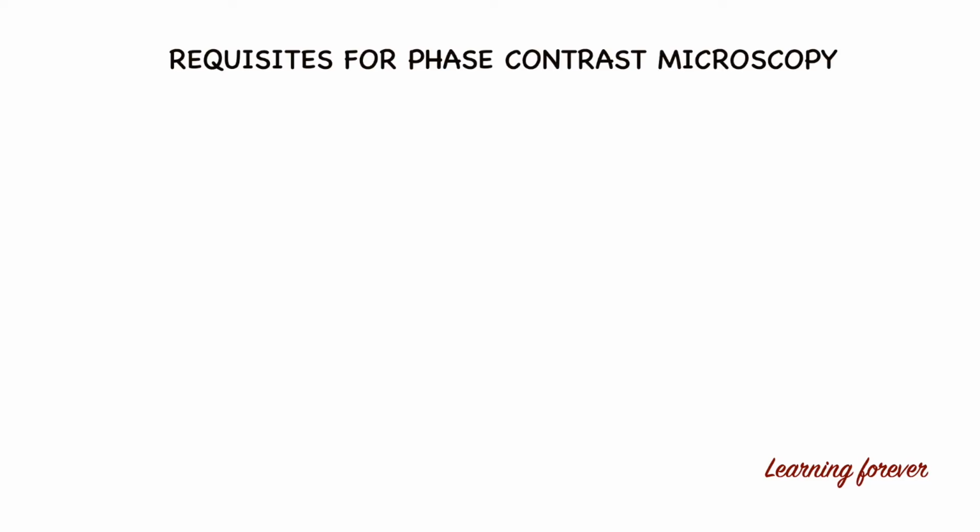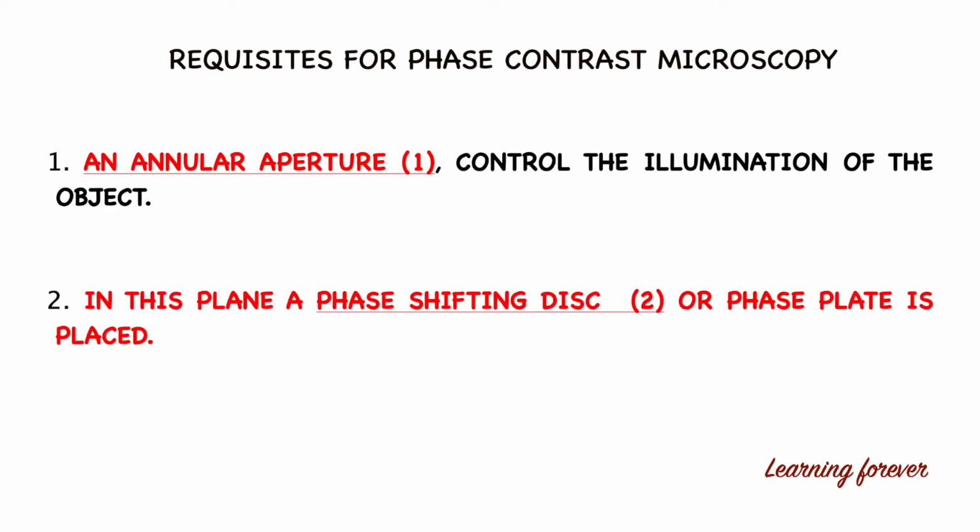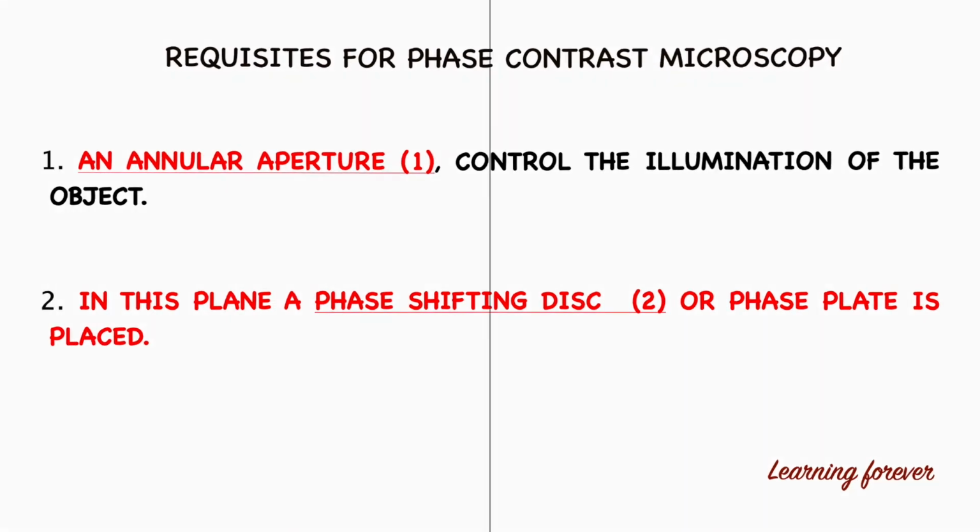Let's see the requisites for phase contrast microscopy. There are two important requisites for converting an ordinary microscope into a phase contrast microscope. First, an annular aperture, which is generally placed below the condenser and controls the illumination of the object. Second is the phase shifting disc, also called the phase plate. It is placed as a part of the objective lens.